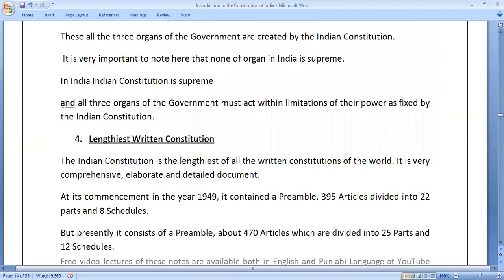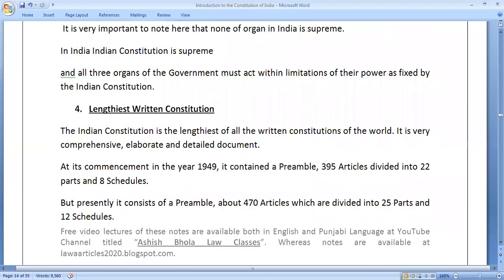The fourth essential feature of the Indian Constitution is that it is the lengthiest written constitution. It is a very important feature that throughout the world, the Indian Constitution is the lengthiest of all the written constitutions. It is a very comprehensive constitution. It is a very elaborate and detailed document.